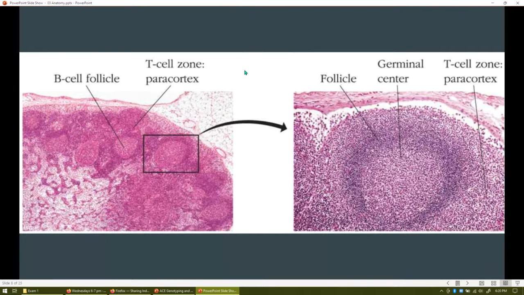And this is just a histological slide showing you the actual cells that are present in the lymph node. So this is what it looks like. And you'll notice that it does start small and get bigger logically. They all sort of have a follicle. And in this one, we have a germinal center.